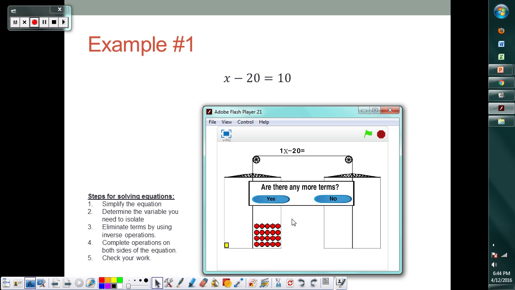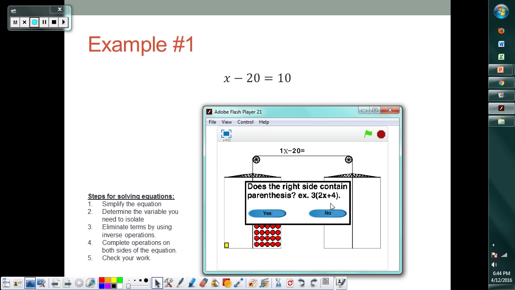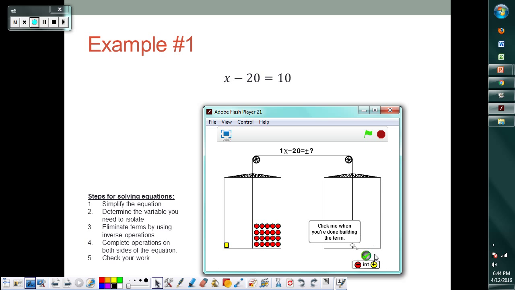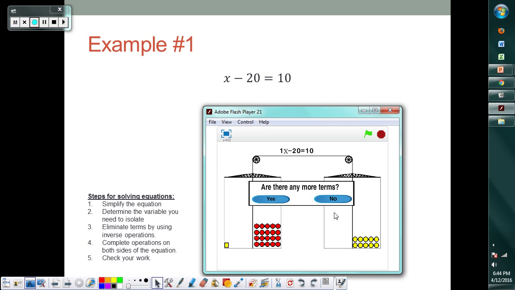It's going to ask me, are there any more terms? Nope, not on my left side. So I click no, and then it's going to ask me about the right side. Does it have parentheses? Nope. No division. Does my term on the right have a variable? Nope. So I go through, there's a 10. And I click the check again. Are there any more terms? Nope. So I'm done, and I can start working my equation.